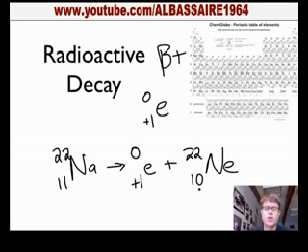When you're doing these equations and writing out the formulas, make sure that you go all the way across the top. We've lost one of these all the way across the top here, and make sure that we balance those out. In other words, the atomic numbers and the mass numbers of the reactants and the products have to be exactly the same. So that's radioactive decay, and I hope that's helpful.